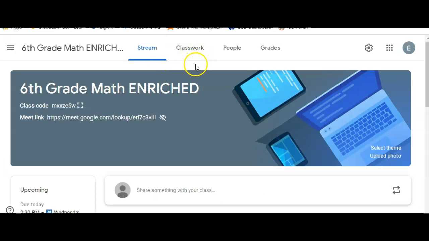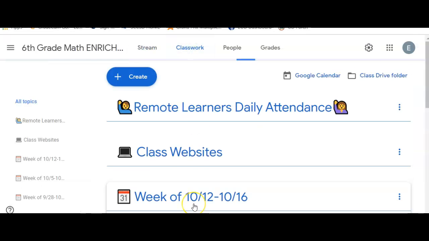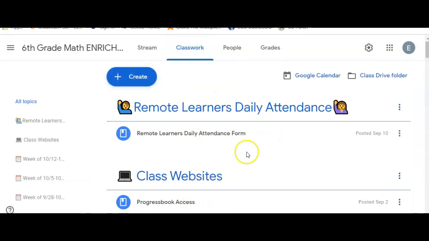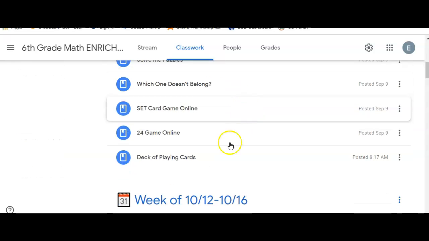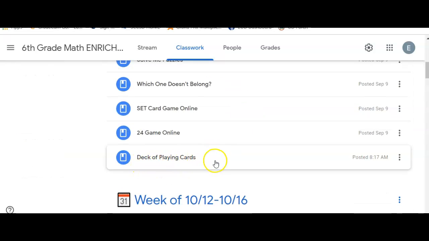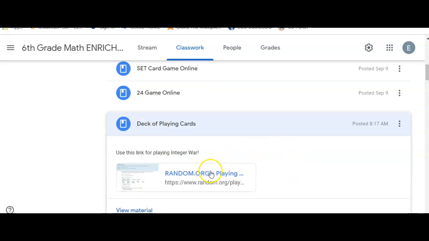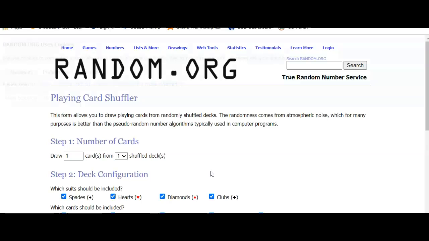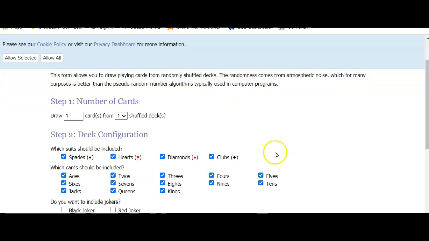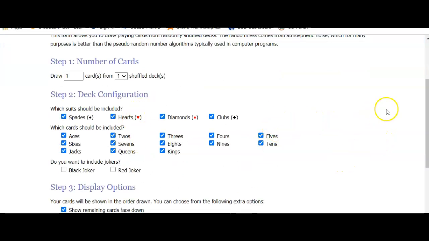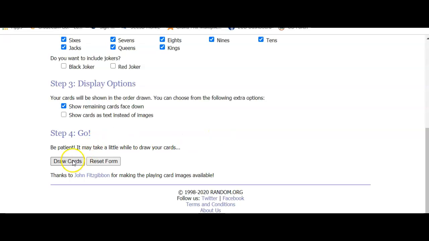Okay, integer war. You can play this with someone. We're going to play with a partner in here. I'll explain how that works in a second. But for online learners, you can just play with a family member or friend or adult. Okay, how it works. Go into Google Classroom. Under class websites, we're going to click on the deck of playing cards link. You're going to get this page. Everything should be clicked correctly. You don't need to click anything other than draw cards.